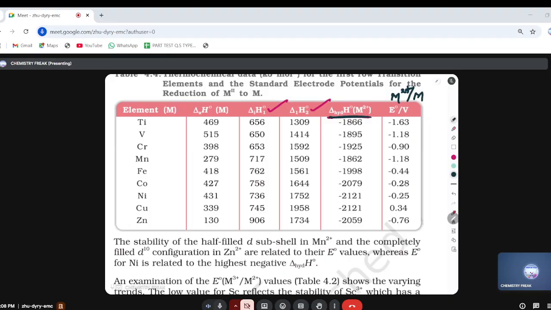Look here, the value starts at minus 1.63 and keeps decreasing. And there is a sudden increase in manganese. Why is there a sudden jump here? Can anybody guess why there is a sudden jump here? Because manganese is half filled, sir. Manganese is half filled, sir. Okay. Again, the decrease goes on and on.